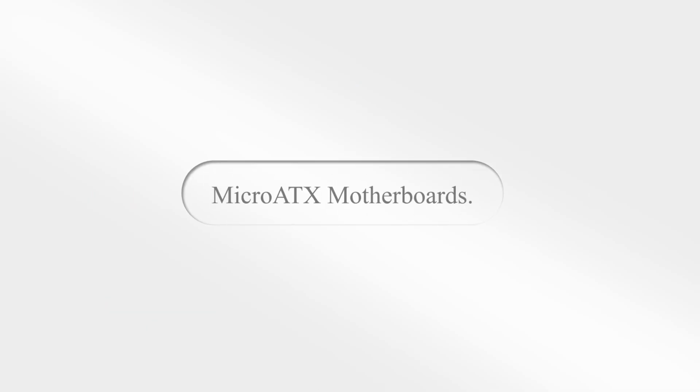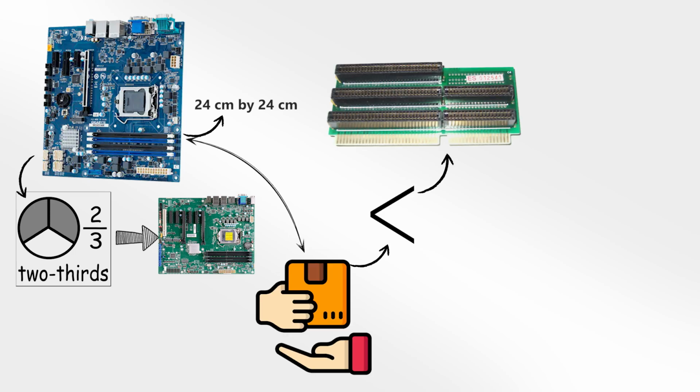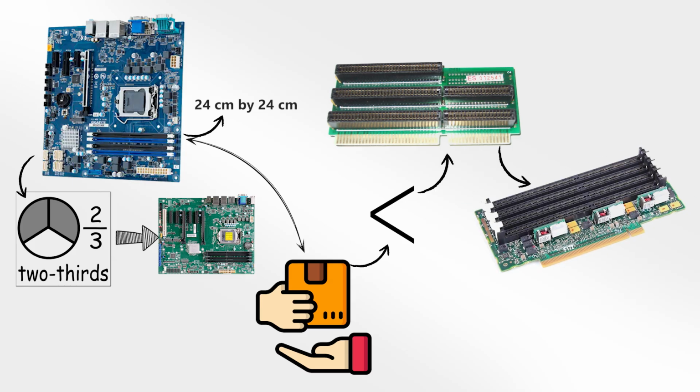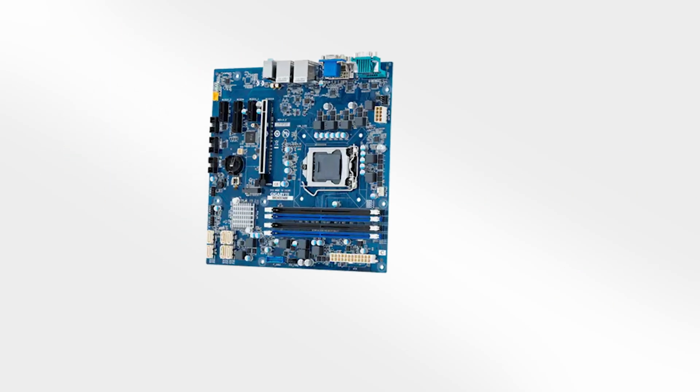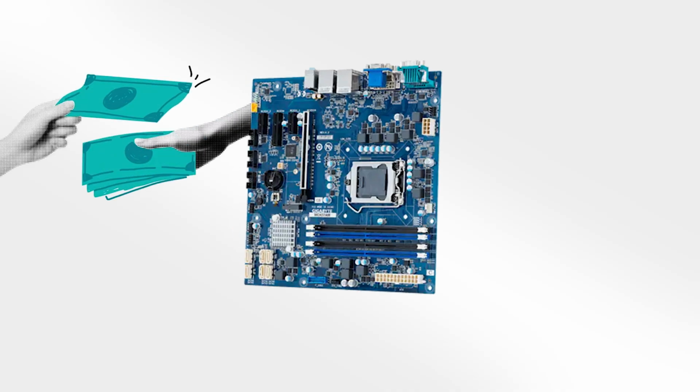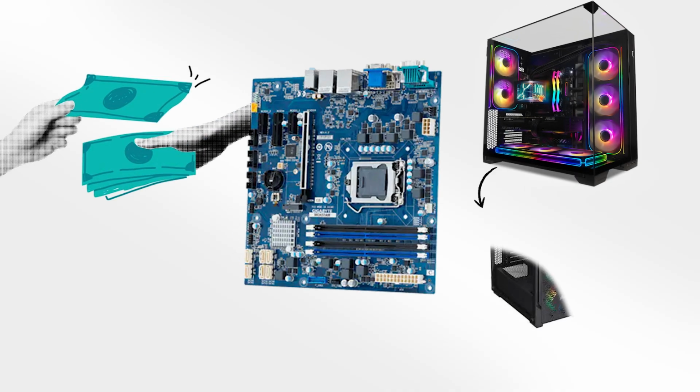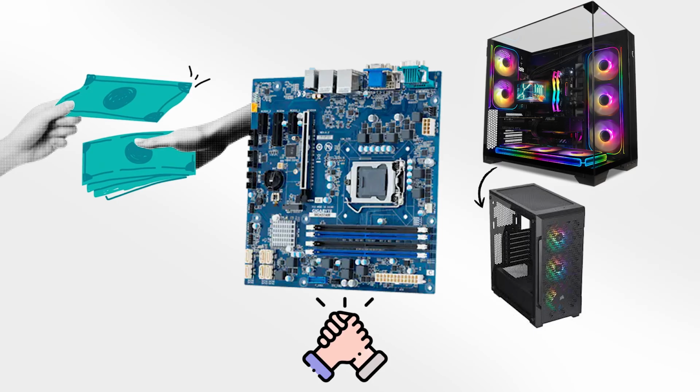MicroATX motherboards. MicroATX boards are about two-thirds the size of ATX, roughly 24 centimeters by 24 centimeters. They usually provide fewer expansion slots, but still include four memory slots and at least two SSD slots. MicroATX is popular for budget and compact builds because it fits in smaller cases while still supporting most essential features.